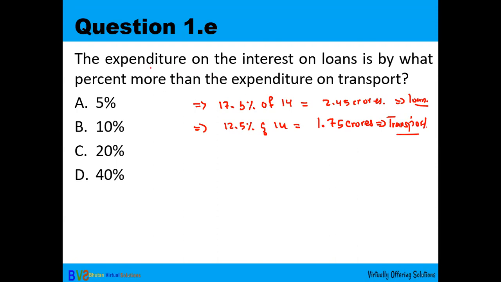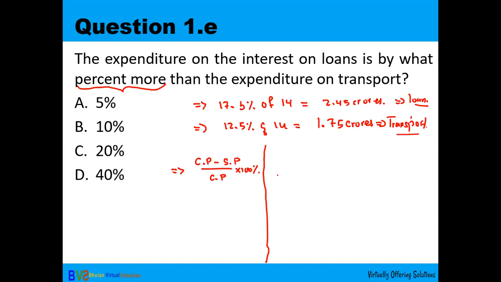The question is saying that the expenditure on the interest on loan is by what percent more? When you see this, what does it mean? Do you remember profit and loss? Gain percent. What does gain percent mean? How much percentage increase. Same like that. Last time we calculated gain as selling price minus cost price divided by cost price times 100%. You have to use the same logic here.